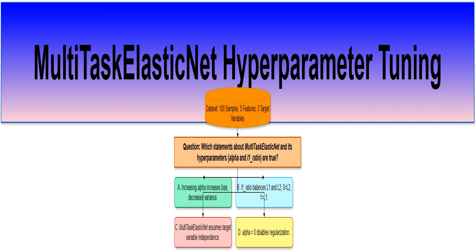We're tuning the settings, hyperparameters, of a Sklearn model called MultiTaskElasticNet. This model is designed for situations where you're predicting multiple things at once, in this case, 3 target variables. Think of it like trying to predict the height, weight, and age of a person all from the same data. We'll adjust settings called alpha and L1 ratio to find the model's best performance.